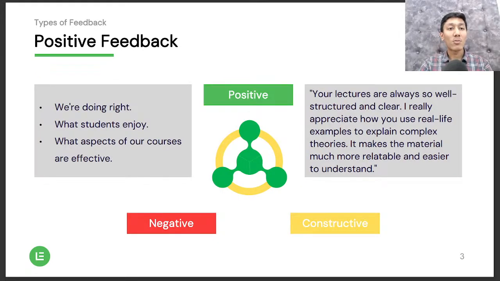So now moving on to the types of feedback. The first type of feedback that you will receive, or you must have received by now, is positive feedback. So as you can see on the right hand side, a positive feedback would look anywhere like this. Like your lectures are so well structured and clear. I really appreciate how you use real life examples to explain complex theories. It makes the material much more relatable and easier to understand, right?